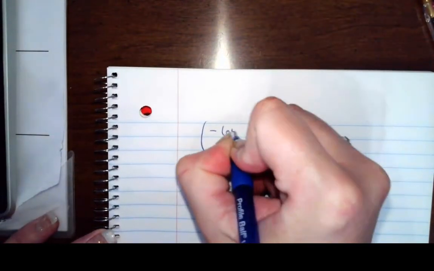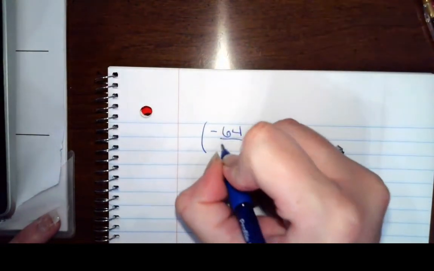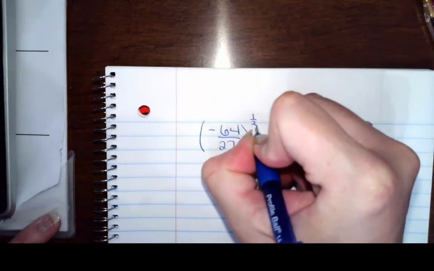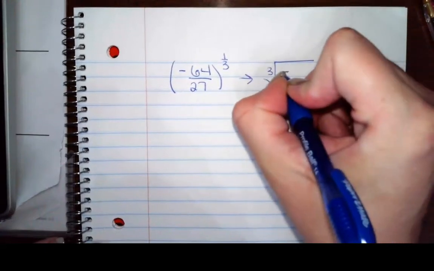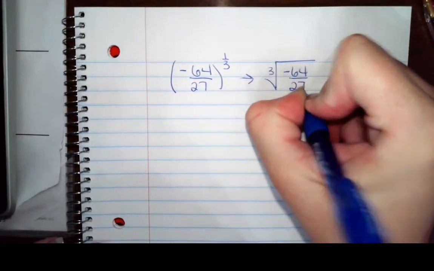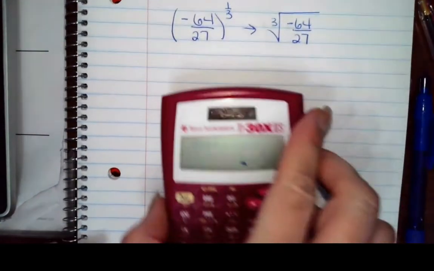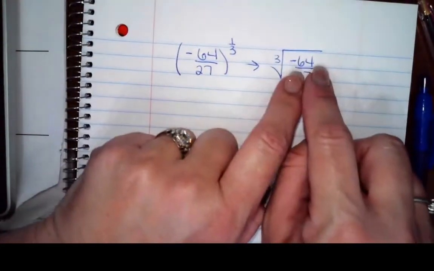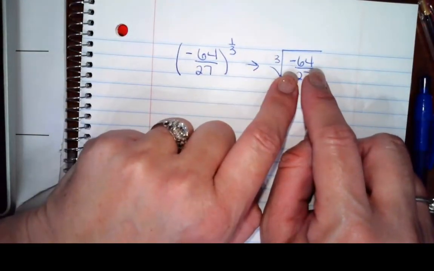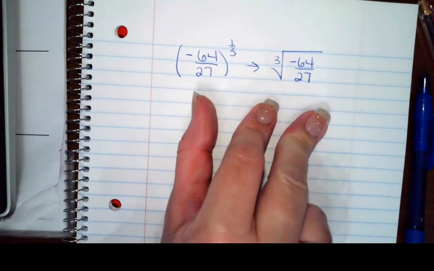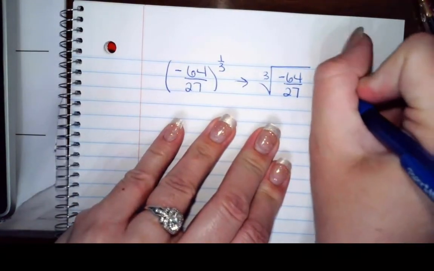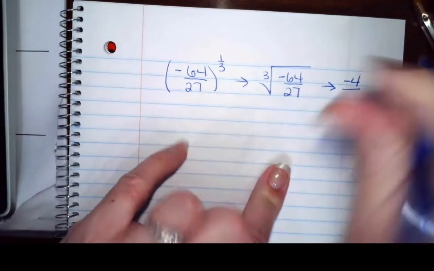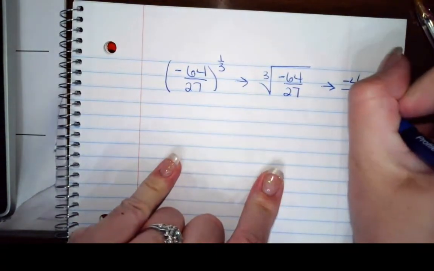All right, so I've got a -64 over 27, and I'm raising this to the 1/3 power. So what does that mean? I'm taking a cubed root of -64 over 27. A cubed root. So here's what I know. I know that -64 has a cubed root of -4, because -4 times -4 times -4 is -64. So I know that part, okay? So that numerator is -4. The cubed root of 27 is 3, because 3 times 3 times 3 is 27.